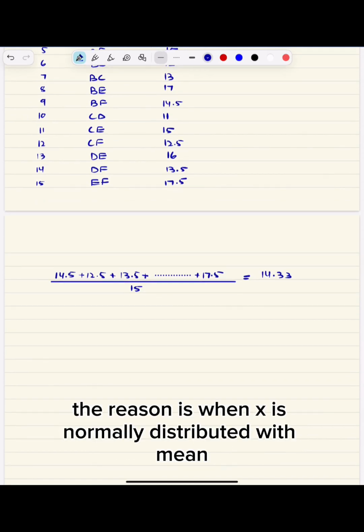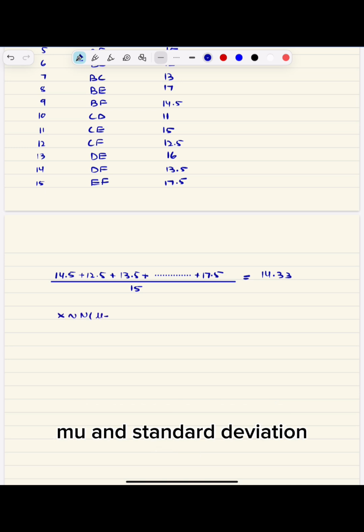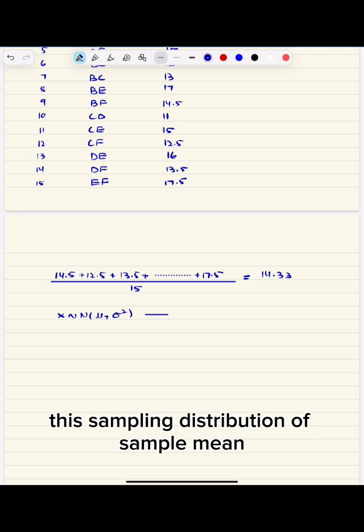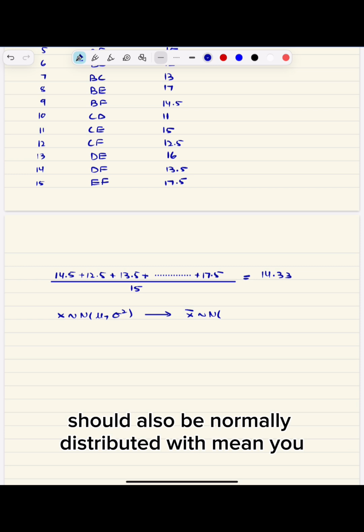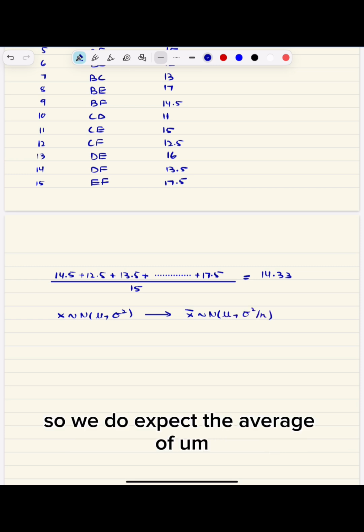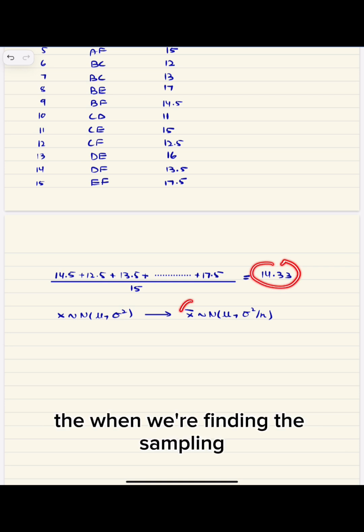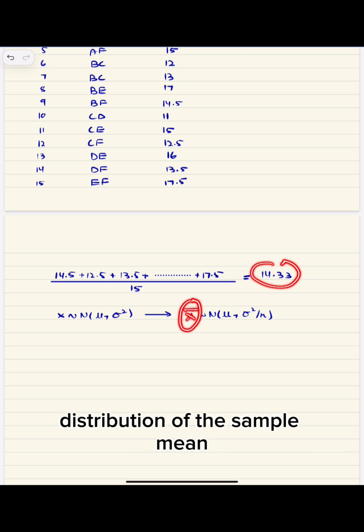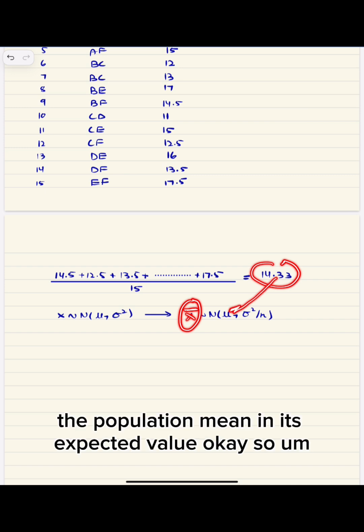The reason is when X is normally distributed with mean mu and variance sigma squared, the sampling distribution of the sample mean should also be normally distributed with mean mu. So we do expect that when we're finding the sampling distribution of the sample mean, it should have the population mean as its expected value.